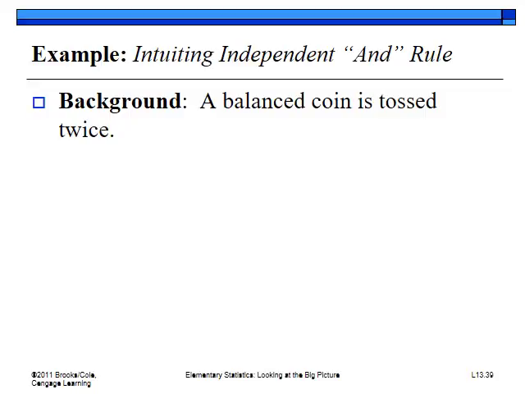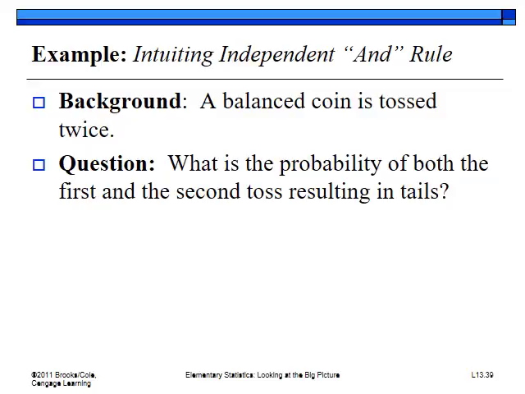Let's say that we have a balanced coin. That means that if you toss it, getting heads and getting tails are equally likely. So we'll take our balanced coin and toss it twice. What is the probability that both tosses result in tails? Notice here we're looking at an event, both resulting in tails, that's made up of two consecutive smaller events. The first one is tails, and then the second one is tails.